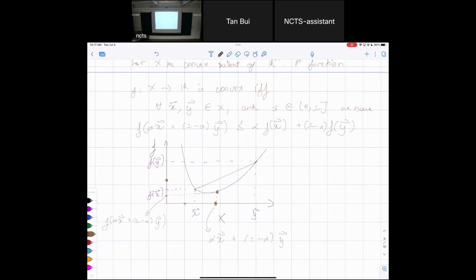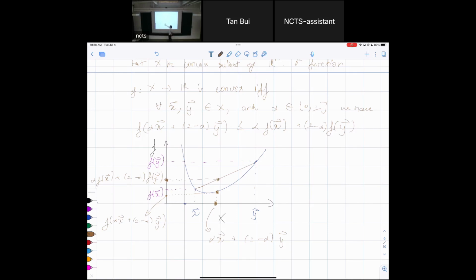So the intuition is this. And of course, right, by similar triangles, I know that this point is alpha f(x) plus 1 minus alpha f(y) by similar triangles. Okay, so what we see is this, right?